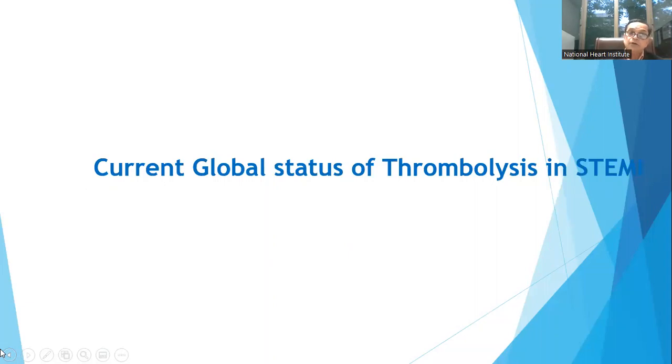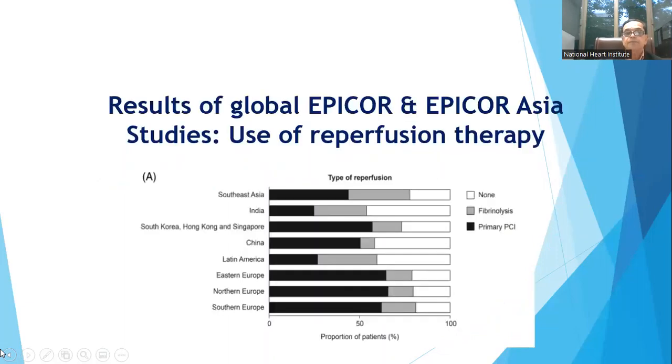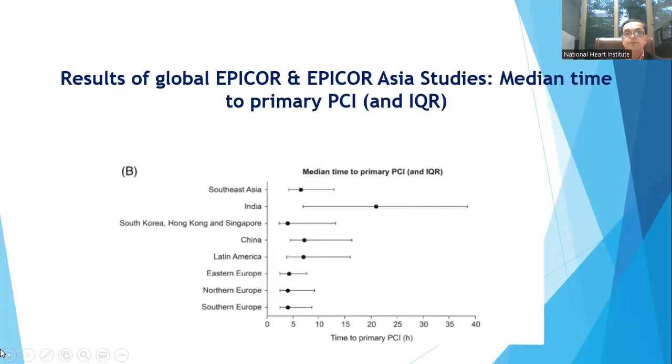If we look at the current global status of thrombolysis in ST elevation MI, in major geographies of the world, not less than 30 to 40% of patients are still receiving fibrinolysis. No doubt in some parts of the world the primary PCI rate has improved, but still major geographies are using fibrinolysis as the initial treatment of choice in patients with STEMI.